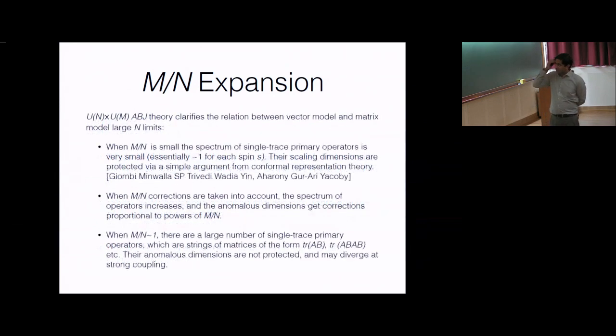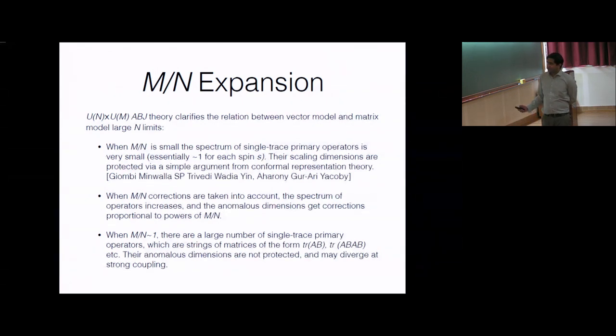We can also understand this in terms of the operator content. When M over N is small, the spectrum of single trace primary operators is very small. Essentially, there's an order 1 operator for each spin S. And because there are so few single trace primary operators, you can show via a simple argument from conformal representation theory that all the scaling dimensions are protected. So even in a strongly interacting limit, most of the scaling dimensions would be the same as in free theory.